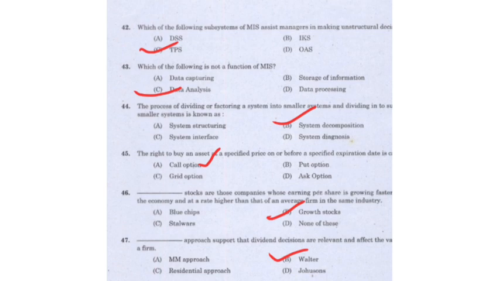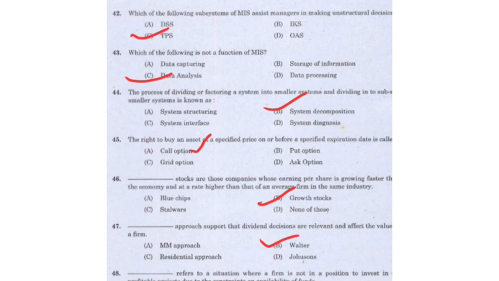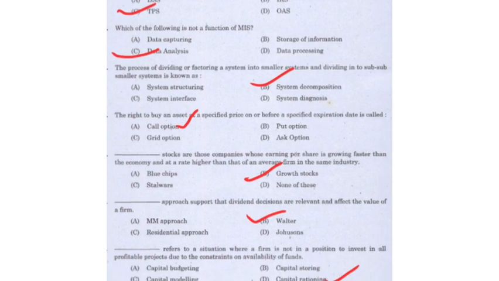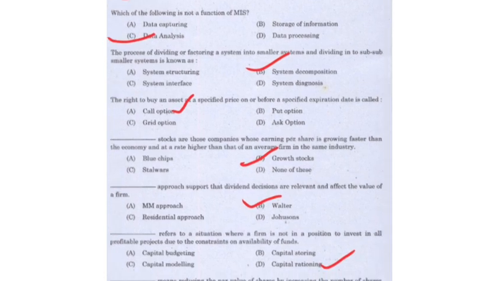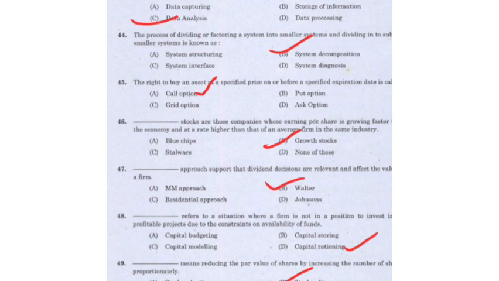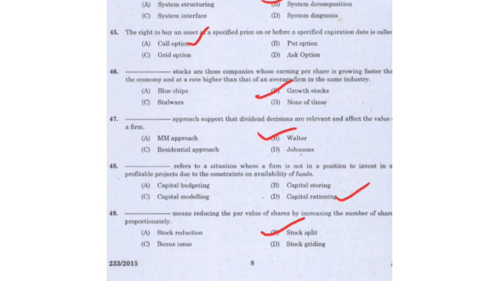The process of dividing or factoring a system into smaller systems and dividing into sub-smaller systems is known as system decomposition. The right to buy an asset at a specified time, price, on or before a specified expiration date is called call option. And put option means the right to sell an asset actually. And dash stocks are those companies whose earnings per share is growing faster than the economy and at a rate higher than that of an average firm in the same industry. And these kinds of stocks are growth stocks. Dash approach support that dividend decisions are relevant and affect the value of a firm.